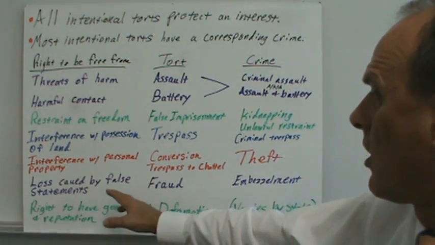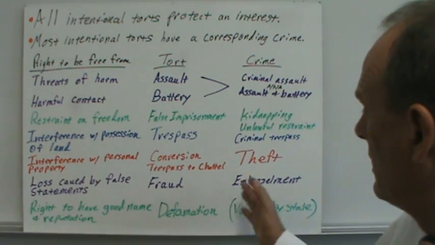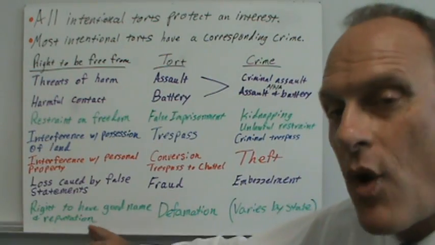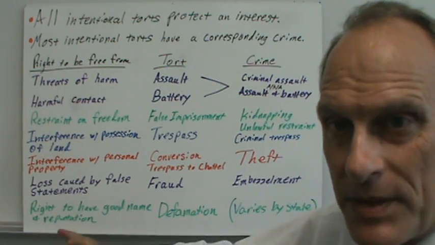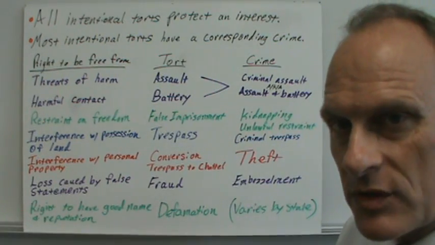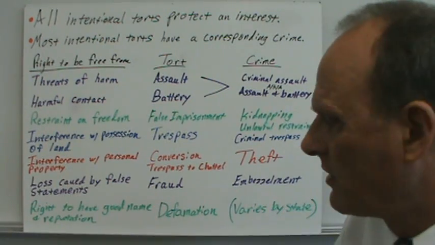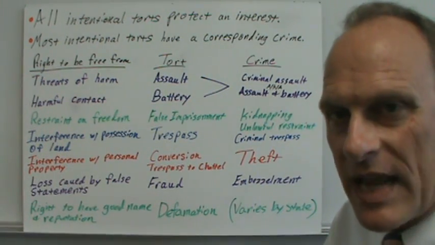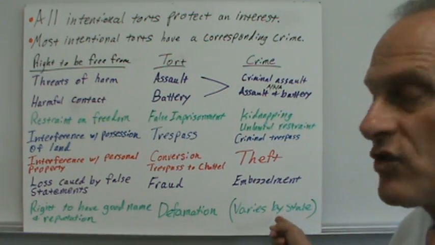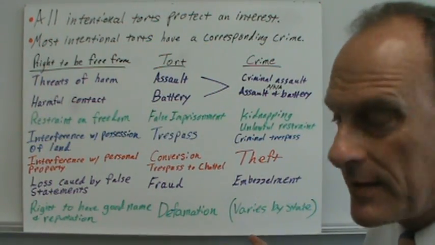Then we have loss caused by false statements. Well, that's the tort of fraud, but that might also be the crime of embezzlement. Then we also have a right to have our good name and our reputation. That is protected by the tort of defamation, which has two subtorts, libel and slander. Libel for written defamation and slander for spoken defamation. Some states have criminalized that and some have not. So that's going to vary on the criminal side from state to state.